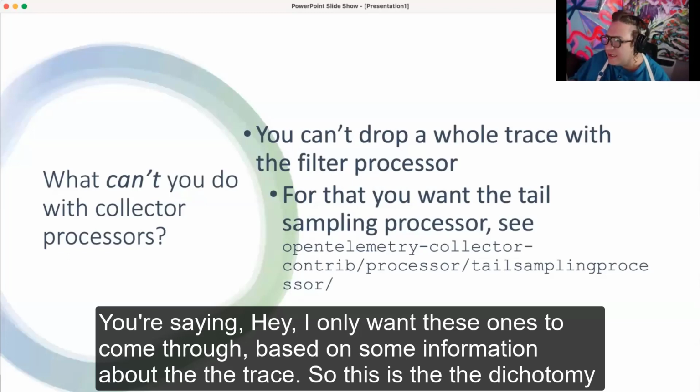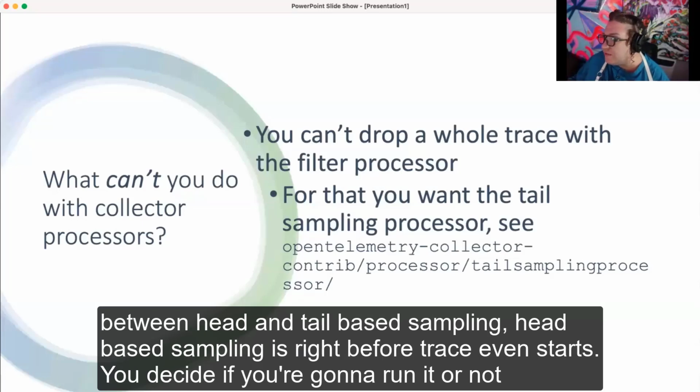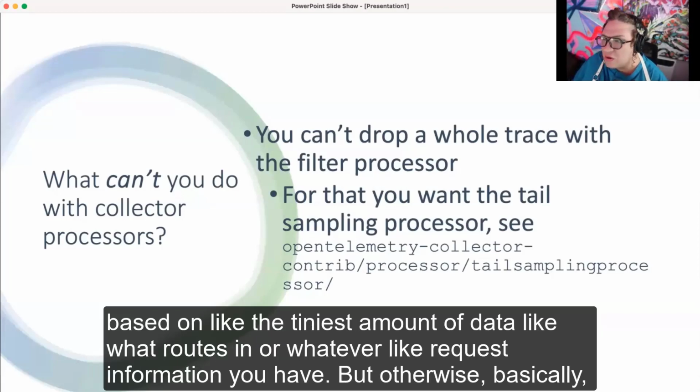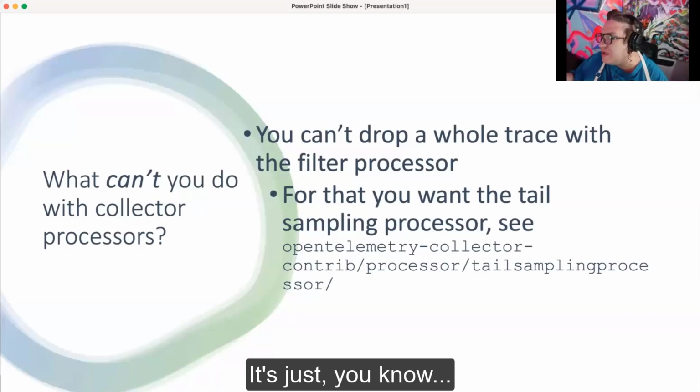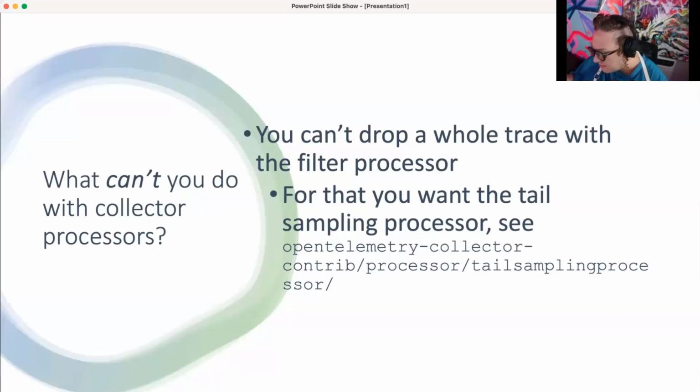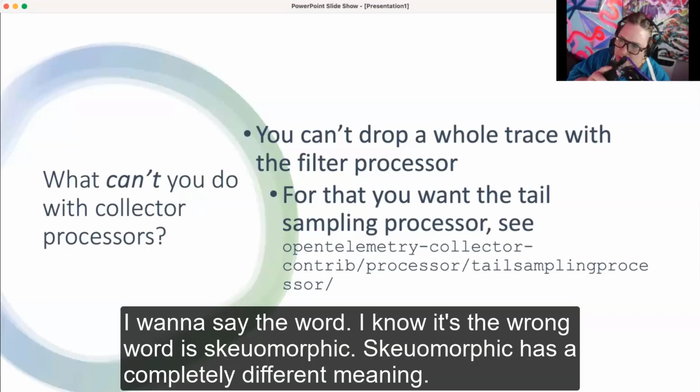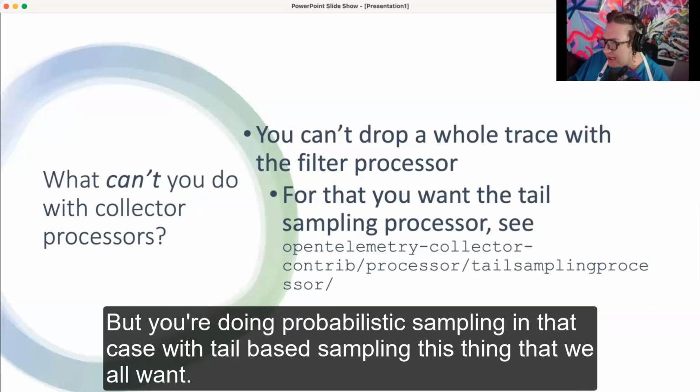So this is the dichotomy between head and tail based sampling. Head based sampling is right before the trace even starts, you decide if you're going to run it or not, maybe based on the tiniest amount of data, like what route it's in, or whatever request information you have. But otherwise, basically it's just, I want to say the word, I know it's the wrong word, skeuomorphic. Skeuomorphic has a completely different meaning, but you're doing probabilistic sampling in that case.